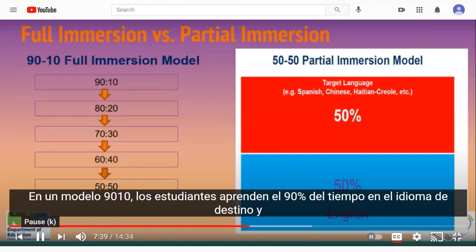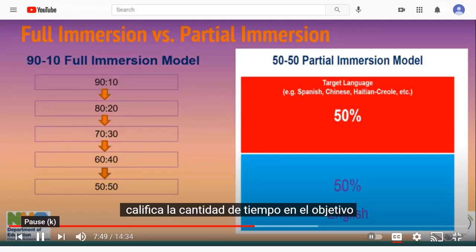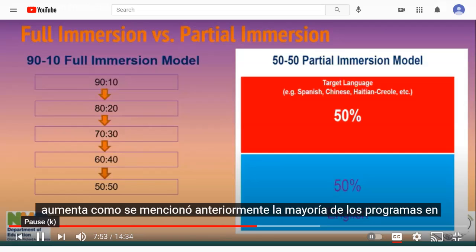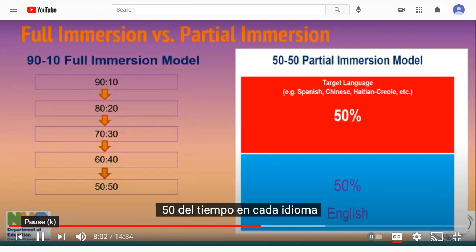In a 90-10 model, students learn 90% of the time in the target language and 10% of the time in English, in kindergarten. As they move through the grades, the amount of time in the target language decreases and the amount of time in English increases. As mentioned earlier, most programs in New York City are 50-50, so students learn 50% of the time in each language.